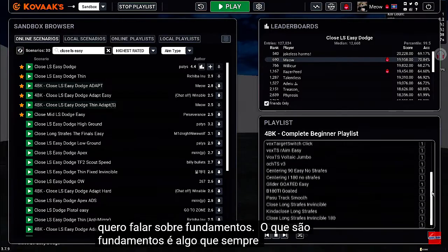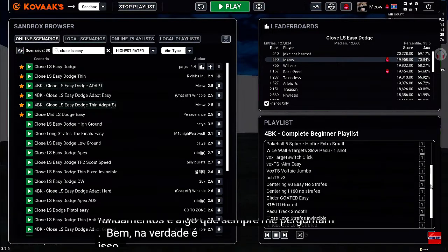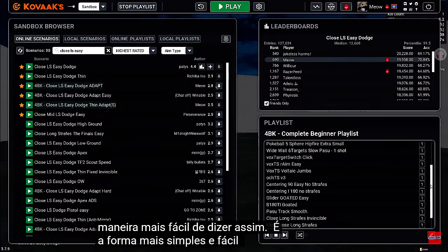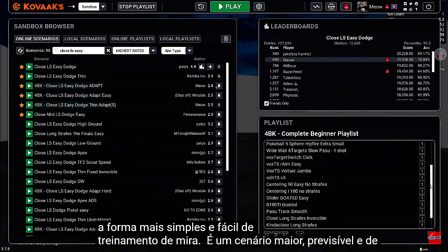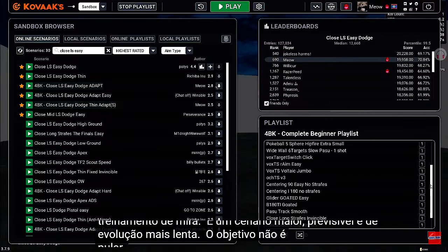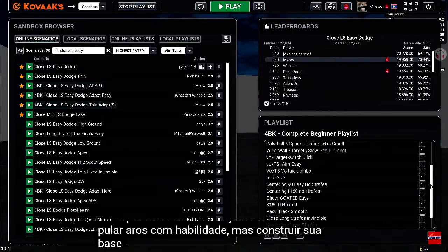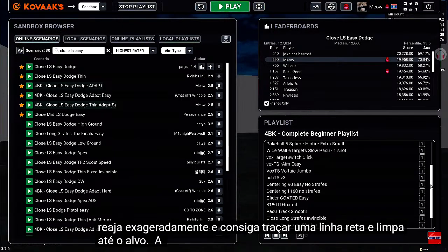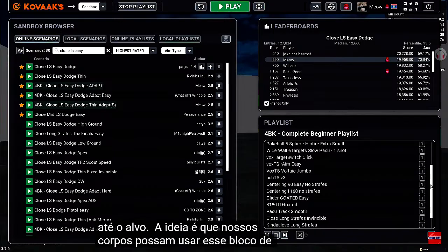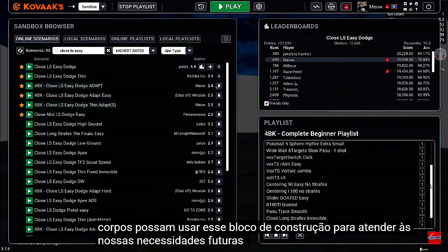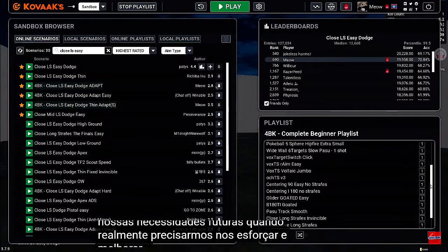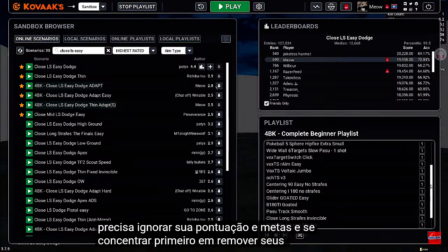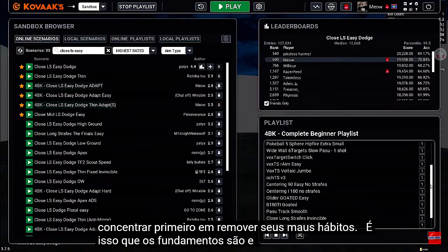Now I want to talk about fundamentals. What is fundamentals is something I get asked all the time. Well, the easiest way I can say it is: it's the simplest and easiest form of aim training. It's larger, predictable, and slower moving scenarios. The goal isn't to jump hoops in skill, but build your base where you don't shake, don't overly react, and can draw a straight, clean line to the target. The idea is that our bodies can then use this building block for our future aim requirements when we really need to push ourselves and get better. So it sounds funny, but you need to ignore your score and goals and focus on first removing your bad habits. That's what fundamentals is and what it does.